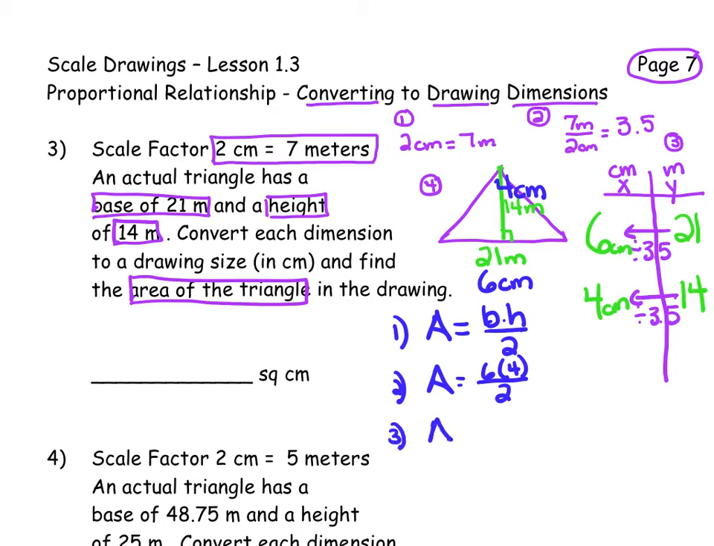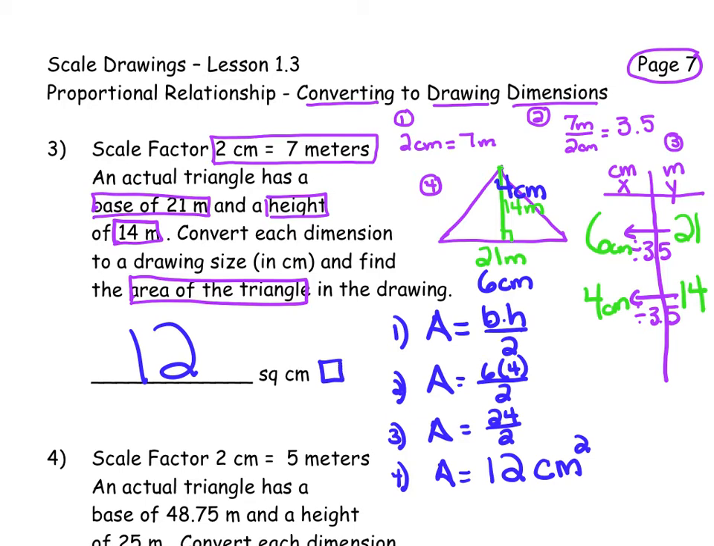Well, we know 6 times 4 is 24, and we're still required to divide by 2. 24 divided by 2 gives us a total area of 12 square centimeters, or 12 centimeters squared. Remember, those square units are used to cover that flat surface inside the triangle. That's how we take the measurement.